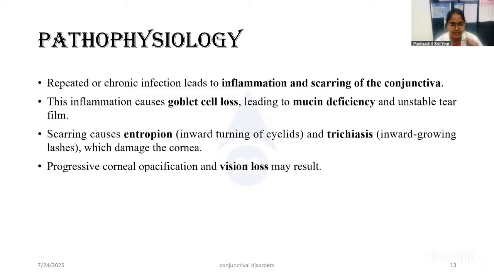Pathophysiology. Repeated or chronic infection leads to inflammation and scarring of the conjunctiva. This inflammation causes goblet cell loss, leading to mucin deficiency and unstable tear film. Scarring causes entropion and trichiasis, which damage the cornea. Progressive corneal opacification and vision loss may result.